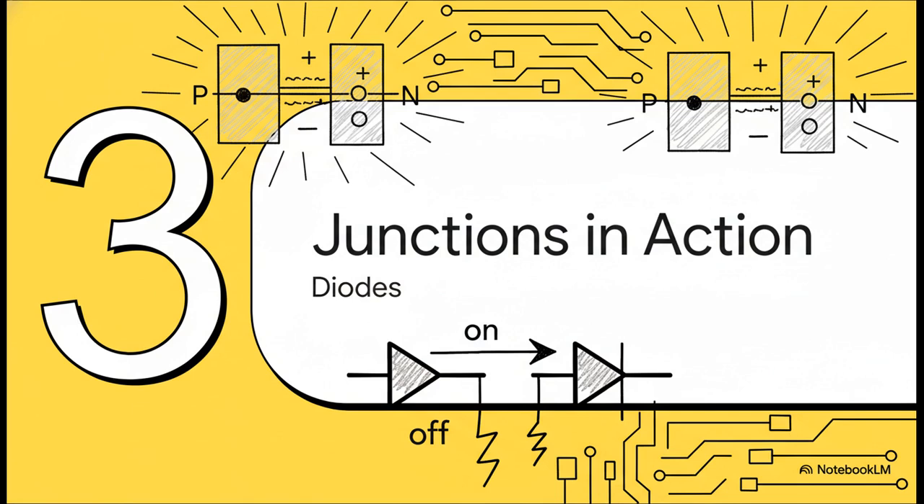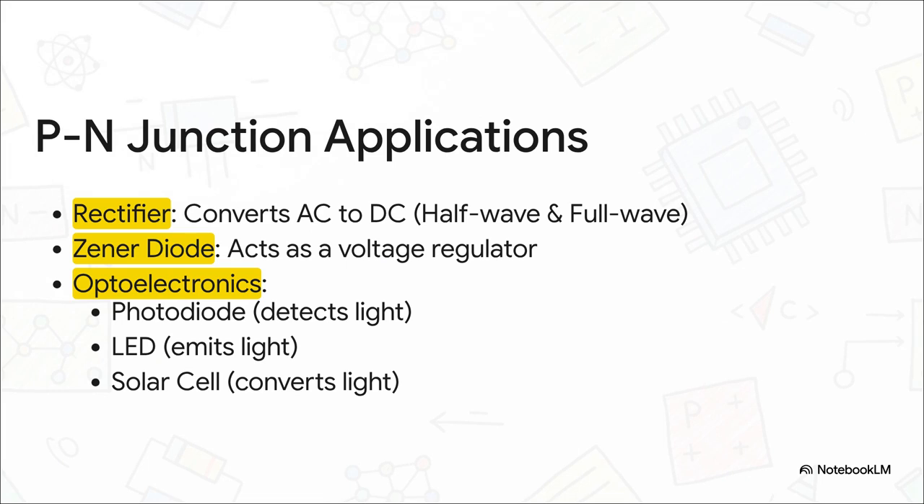This PN junction. What can we actually do with it? Well, we build something called a diode, and this is where things get really practical for your exams. You see, the PN junction is the basic building block for a diode. Its number one job? Acting as a rectifier. All that means is it turns AC, the stuff from your wall socket, into DC, the stuff that powers your phone. Super important. But that's not all.